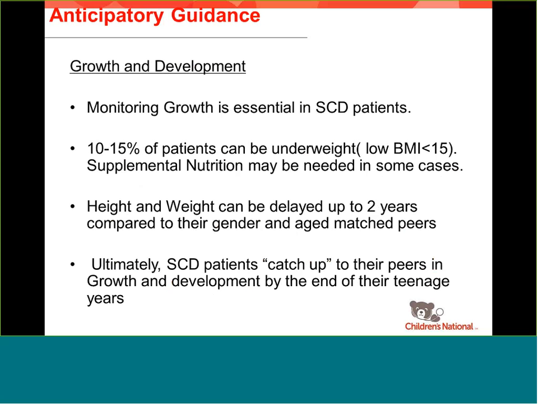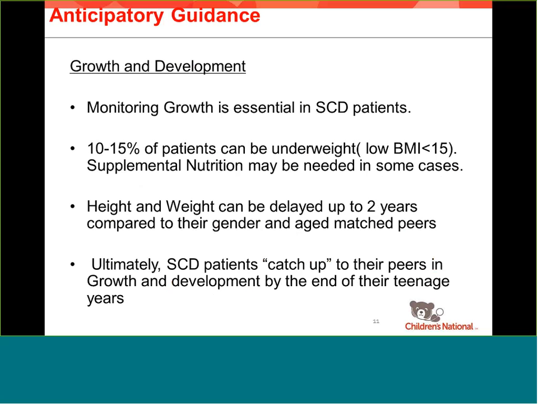One thing I wanted to mention, because we have general pediatricians in line, is growth and development. Monitoring growth is essential in sickle cell patients. About 10 to 15% can be underweight, BMI less than 15. Supplemental nutrition may be needed in some cases, even referrals to nutritionists. Height and weight can be delayed up to 2 years compared to gender and age-matched peers. Ultimately, sickle cell patients catch up to their peers in growth and development by the end of their teenage years.